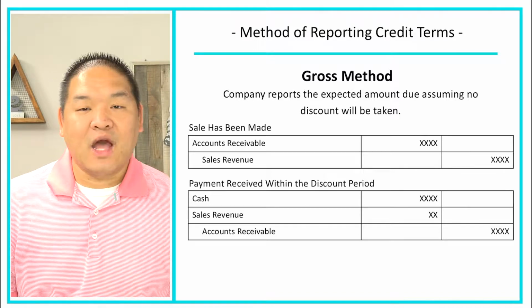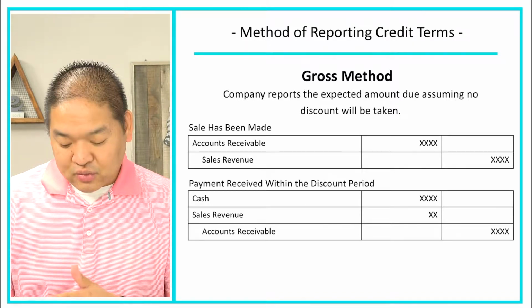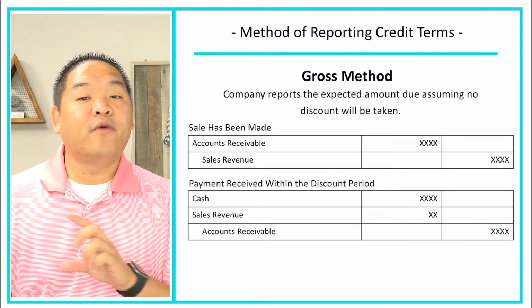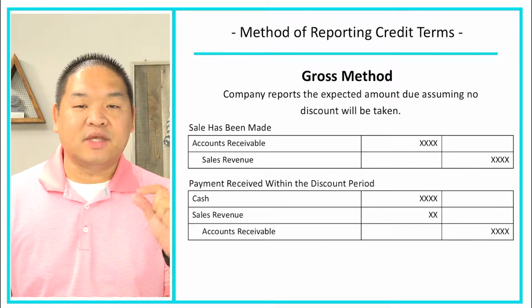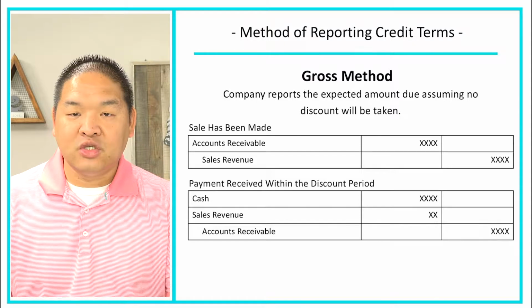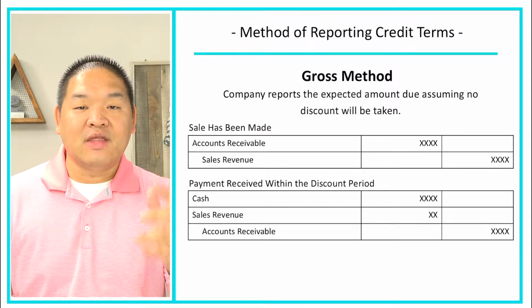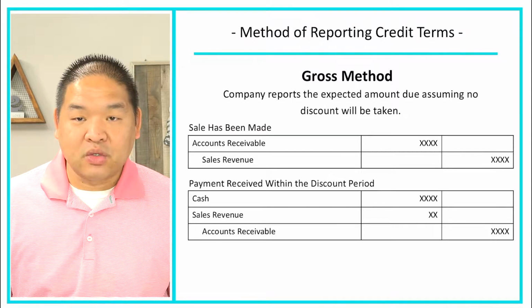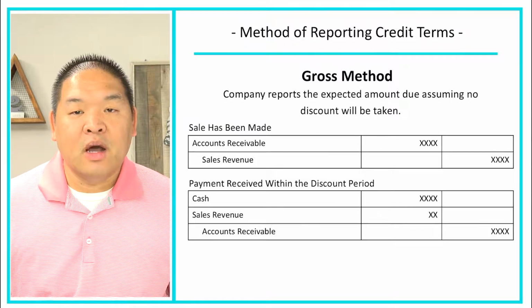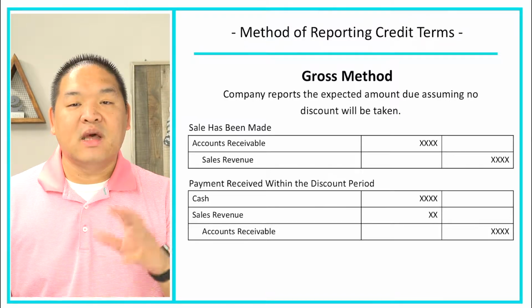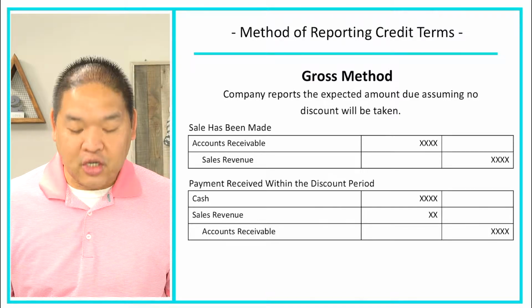Then we're going to credit accounts receivable. When we credit accounts receivable, we are crediting the full amount that the customer should have paid us, but because they paid us within the discount period, we are going to extinguish that amount that they didn't pay us. So we want to credit accounts receivable for the entire amount that they should have paid us, but didn't because of the discount that they took.